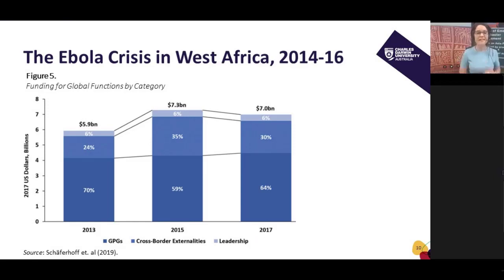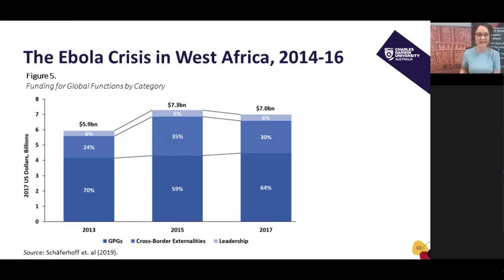Well, in 2019, scholars analysed international funding for global health functions from major international donors such as the United States and the United Kingdom to low and middle income recipients. And global functions were split into three categories: global public goods for health, such as the development of technical guidelines, the management of cross-border externalities, such as outbreak preparedness and response, and fostering global health leadership through activities such as health advocacy.